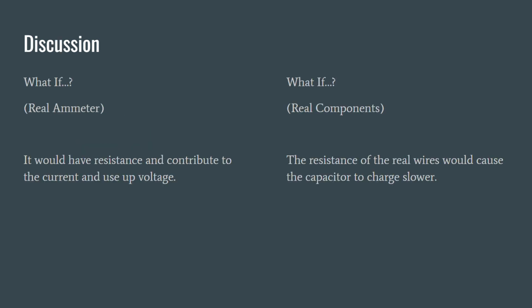Now, what if we used a real ammeter? Well, the real ammeter would have some resistance and take up some voltage, meaning that the total current would be different because the total resistance would be different.